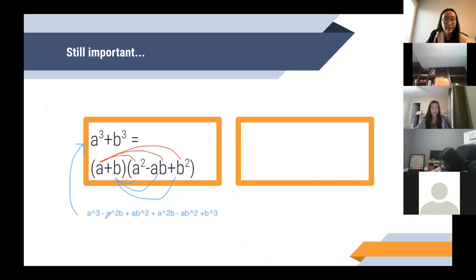So we have this negative A squared B, and then we have this positive A squared B, and those will cancel out. Then we have this AB squared minus AB squared, and those will cancel out as well because they add to equal 0. And then we're just left with A cubed plus B cubed, which cannot be canceled out because they have a different base term. That makes a lot more sense. That's good.